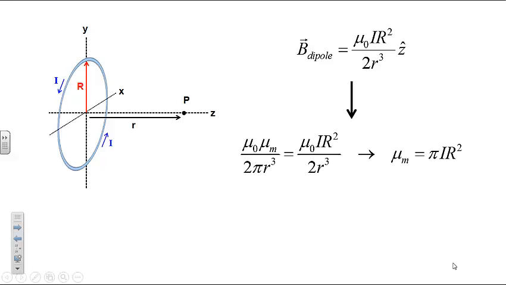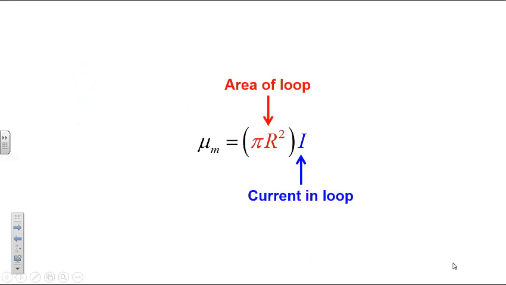For the ring of current, this comparison shows that the magnitude of the magnetic dipole moment is equal to pi I r squared. Thus, the magnitude of the magnetic dipole moment of the ring of current is equal to the product of the current in the loop and the cross-sectional area of the loop.